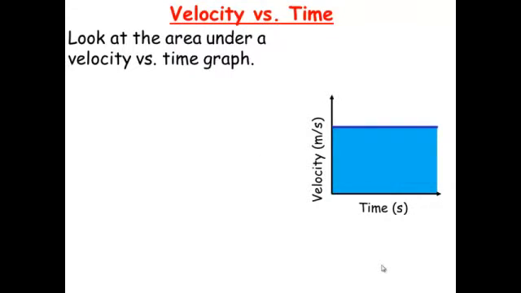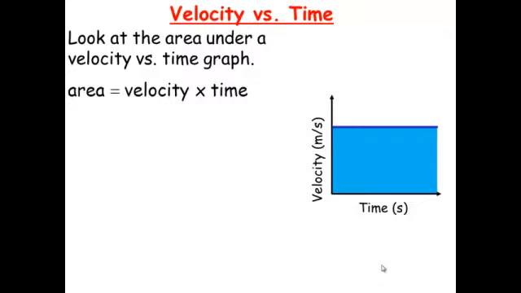Next, let's look at the area underneath a velocity versus time graph. If we take a look at that area, the shape looks like a rectangle. Well, how do we calculate the area of a rectangle? We would take length times width. Well, look at the sides of our rectangle. One side is velocity, the other side is time. So we're taking velocity times time.